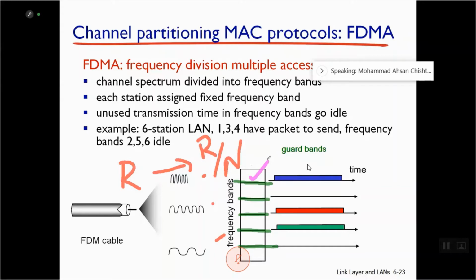And also, since it's a channel partitioning protocol and it has divided the frequency into bands, if 6 of them are there, the overall bandwidth is reduced to R by N. This is the second disadvantage that we have.